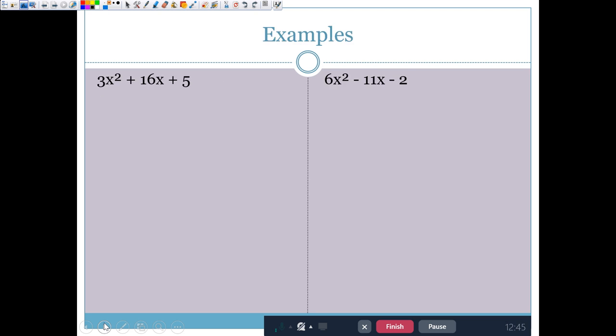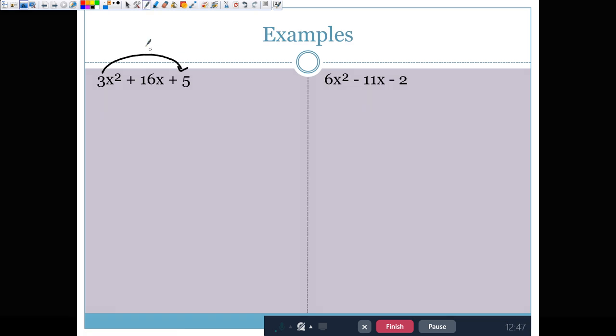So I'm first going to multiply A times C. That's going to give me 15. I need to find two numbers that multiply together to equal positive 15, but add together to equal 16. So that's going to be positive and positive, and that's going to be 1 and 15. All that we were doing is replacing 16x with 1x and 15x, because 1x plus 15x is 16x, and it's not changing my problem at all. So I'm still going to have my 3x squared plus 1x plus 15x plus 5.